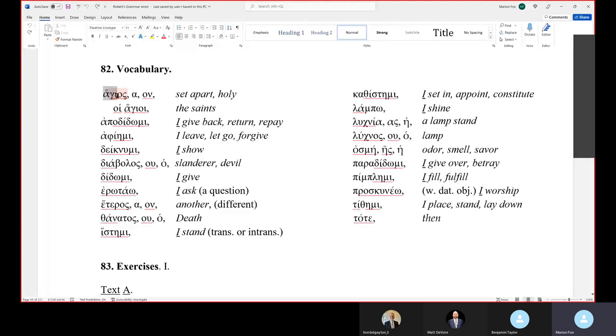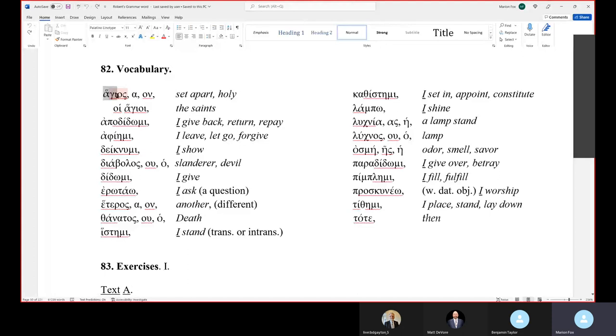Up here we have the next word in the vocabulary, kathistemi. I'll break it here. It's kata, and the alpha ending becomes a theta, because you can't put an alpha and the iota together here without making a song out of it. So it becomes kathistemi. It will be conjugated like histemi, but it doesn't have the rough breathing on it.